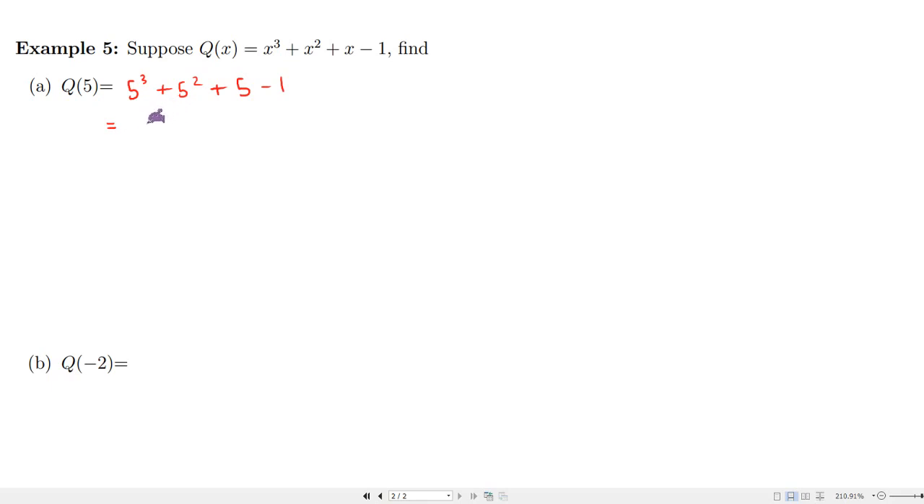So this is 125 plus 25 plus 5 minus 1. So this would be 154, right? So that would be 155, and then minus 1 would be 154.